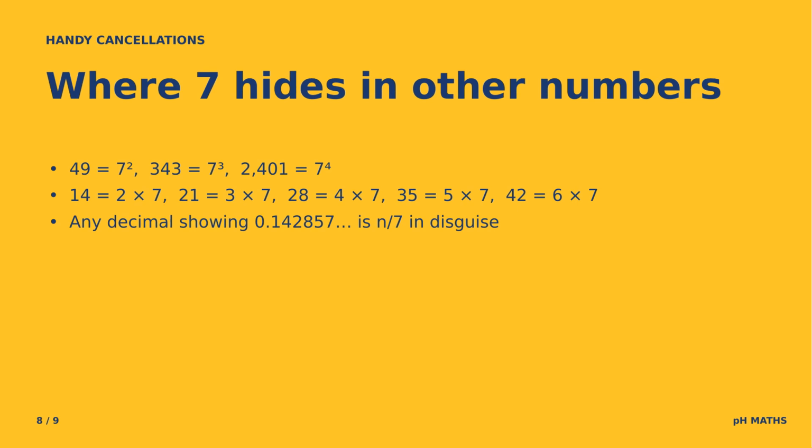Where 7 hides in other numbers: 49 is 7 squared, 343 is 7 cubed, 2401 is 7 to the 4th, 14, 21, 28, 35, 42, all multiples of 7. And if you ever see a decimal starting 0.142857 on your calculator, that's an n over 7 in disguise. Recognizing these can turn a long simplification into a single line of working.